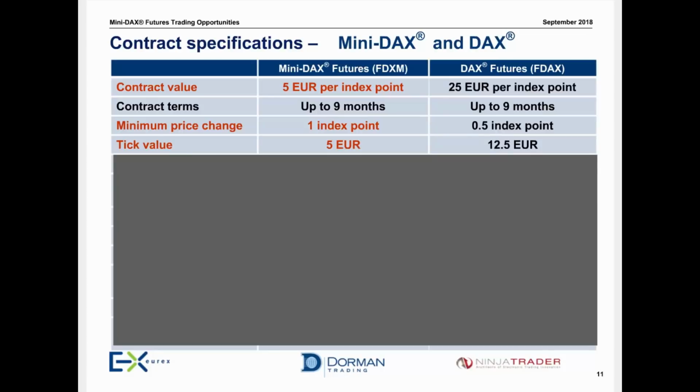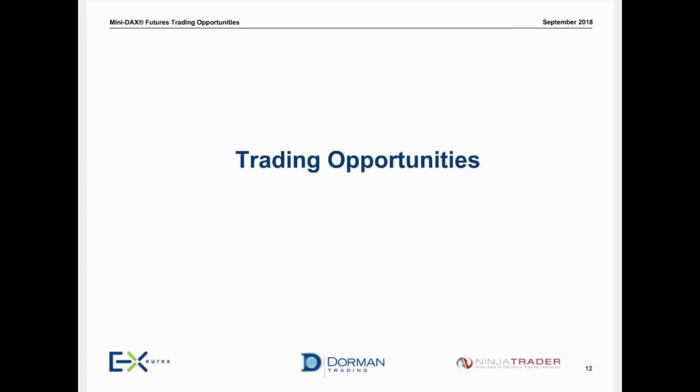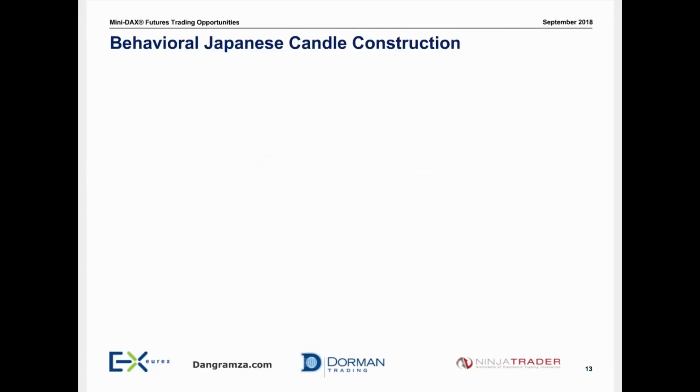So the tick value for a 1 index point move in the Mini-DAX is €5. And over in the full-size DAX contract, it's €12.50 for a half-point move, or €25 for a full index point. The rest of the terms really are the same. Settlement, cash settlement, final settlement price, all those characteristics haven't changed regarding those two contracts.